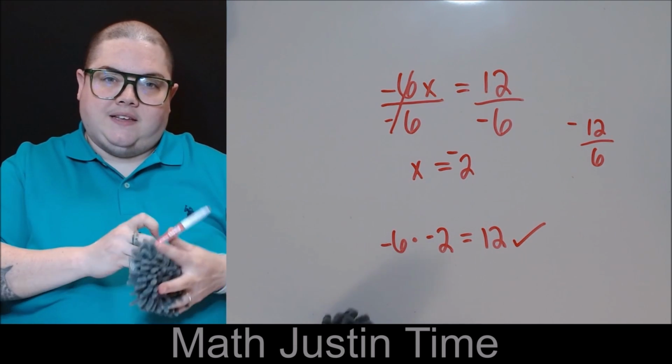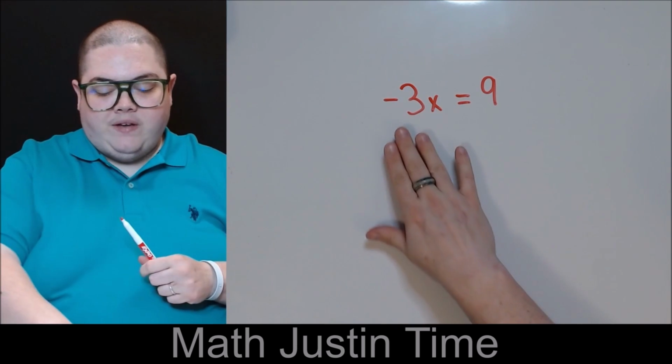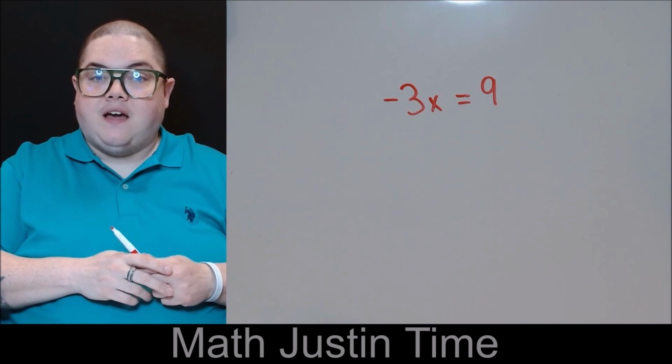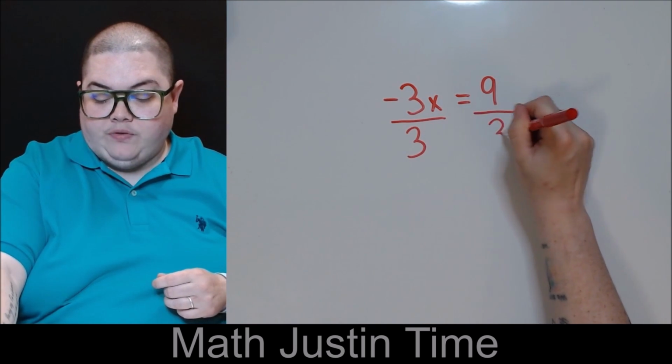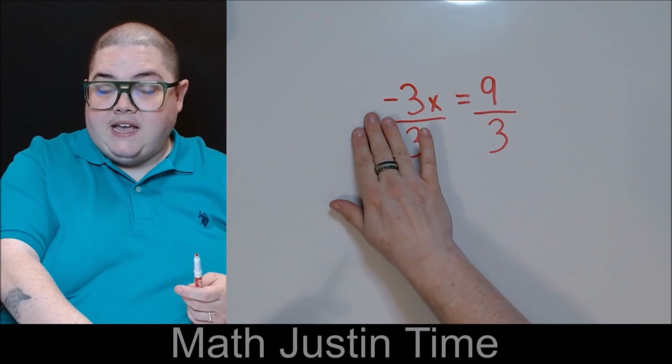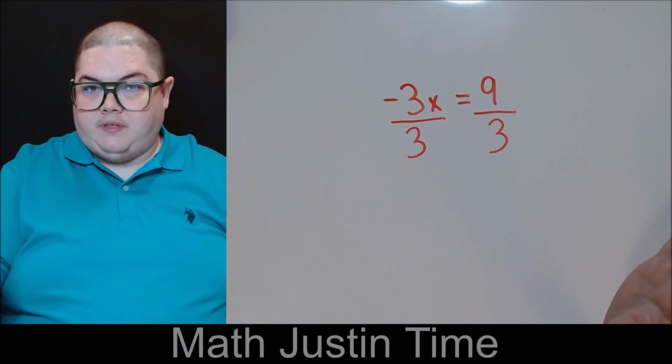Let's do another one that's like this. So we have a negative number in this example too. We have a negative 3x is equal to 9. So we know we're going to divide by 3, okay, on both sides. We know that, but we have a negative over here. We don't want to be left with a negative x. We just want to be left with x.